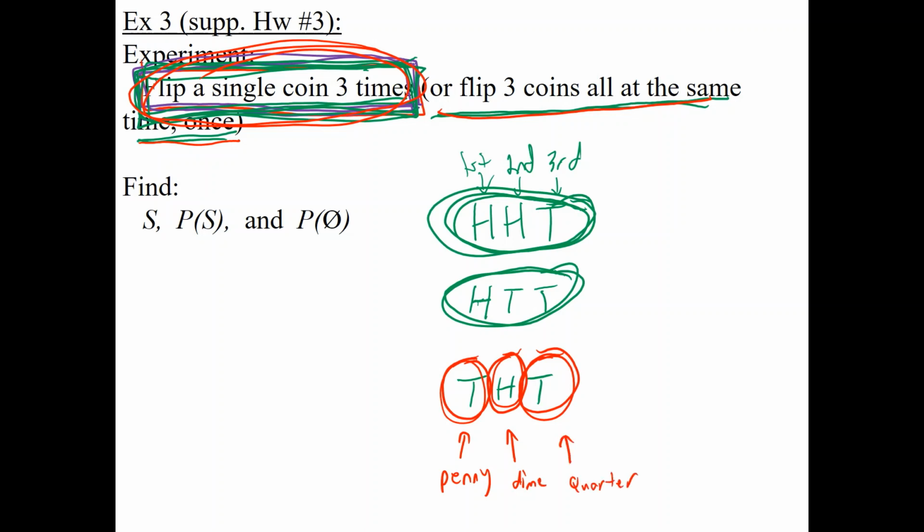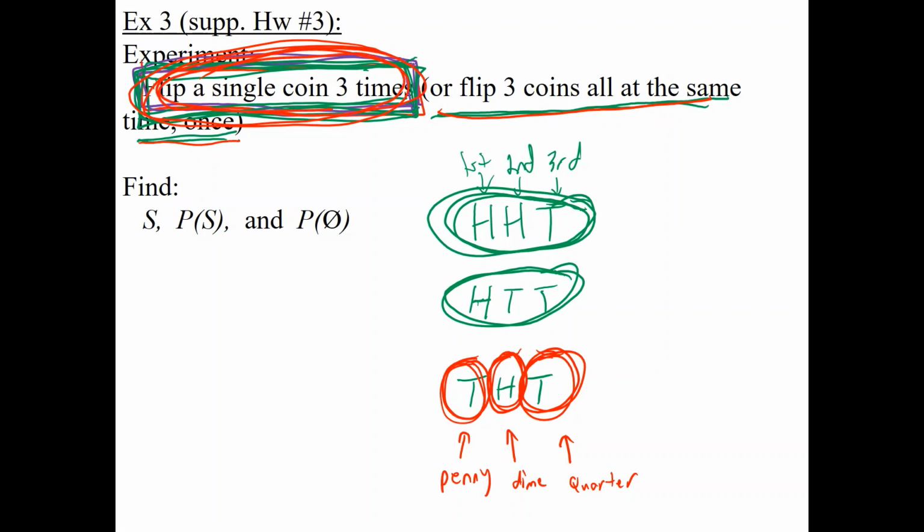Okay, so when you flip 3 coins all at once and you tell me the outcome, you're always going to tell me in this order. Penny first, then tell me what happened to the dime, and tell me what happened to the quarter. Make sure you're clear again what the experiment is and what the outcomes look like. Let me say it one more time. The outcomes look like 3 symbols. You have to give me 3 symbols to give me one outcome, because in order to complete this experiment once, you have to flip a coin 3 times.